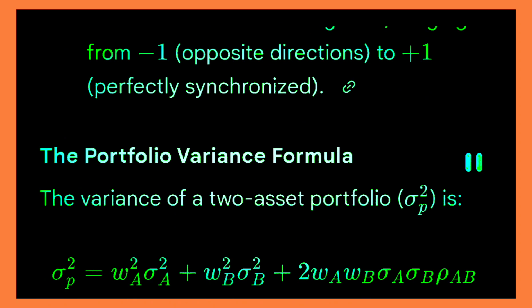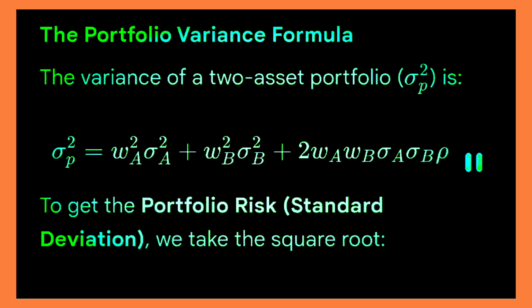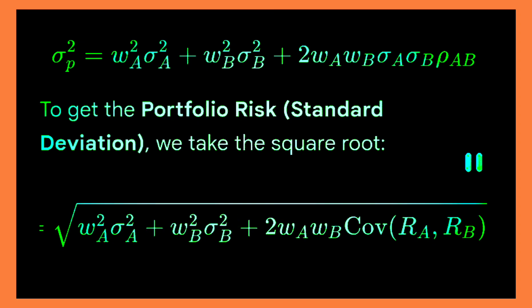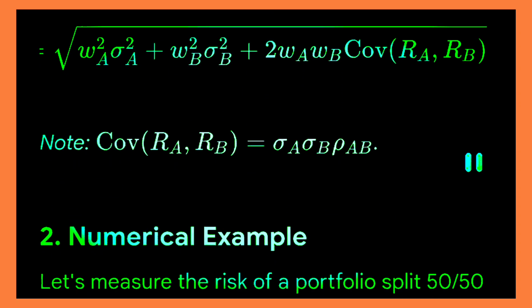The portfolio variance formula. The variance of a two-asset portfolio, sigma_p squared, is: W_A squared sigma_A squared plus W_B squared sigma_B squared plus 2 W_A W_B cov(R_A, R_B). To get the portfolio risk, standard deviation, we take the square root. Note, cov(R_A, R_B) equals sigma_A sigma_B rho_AB.